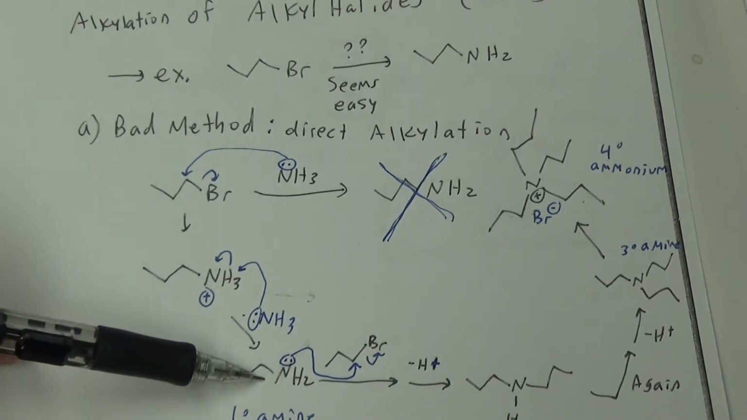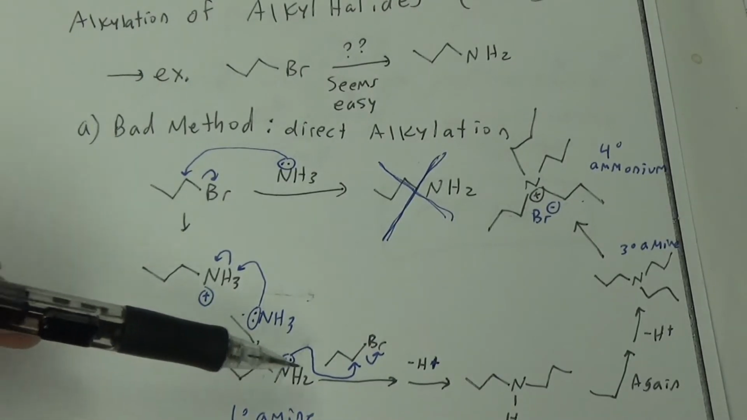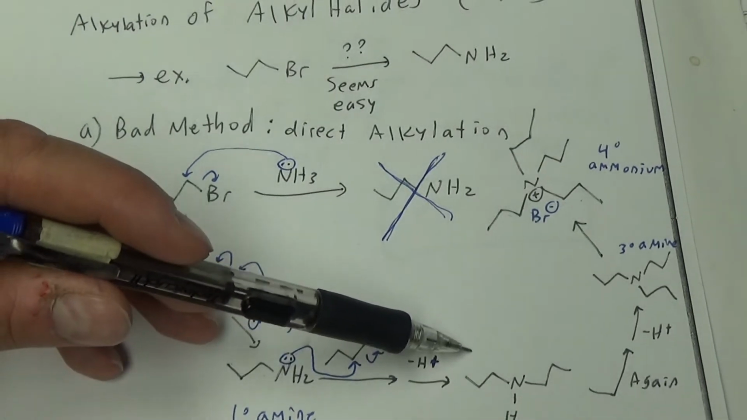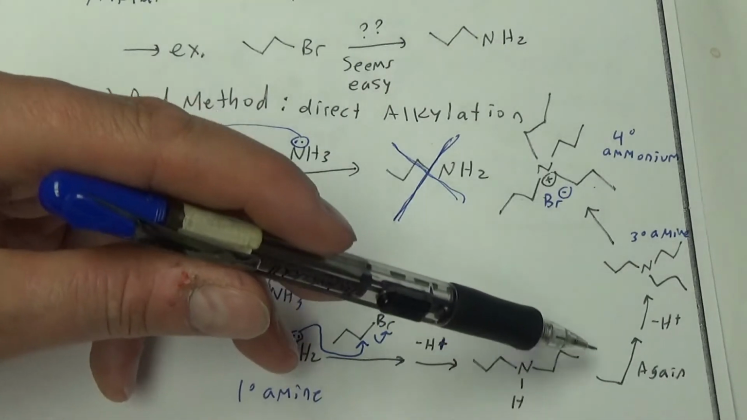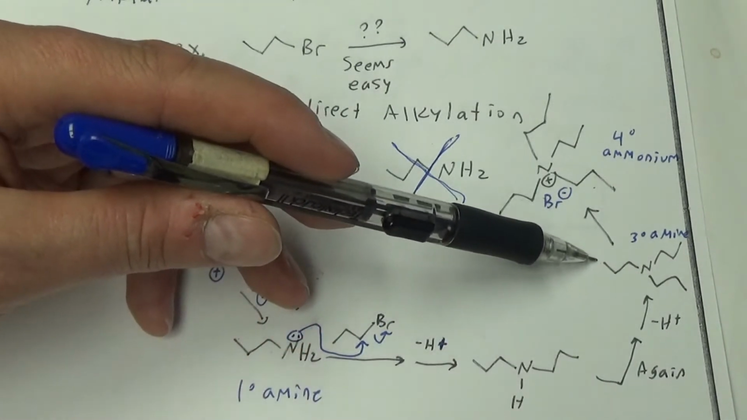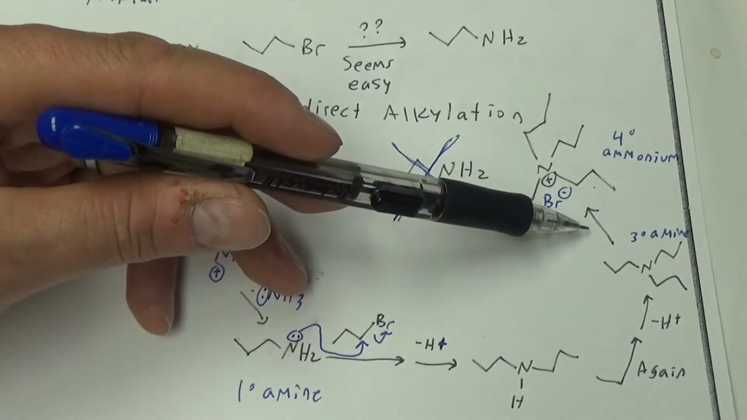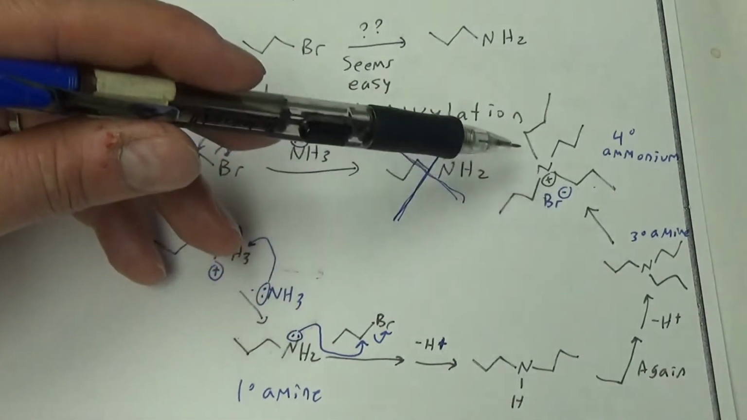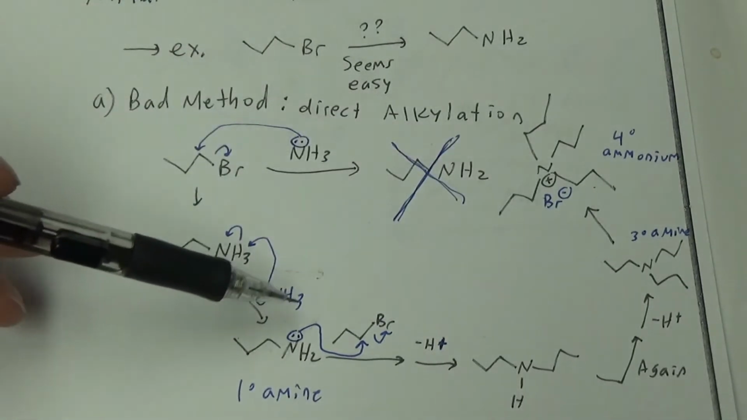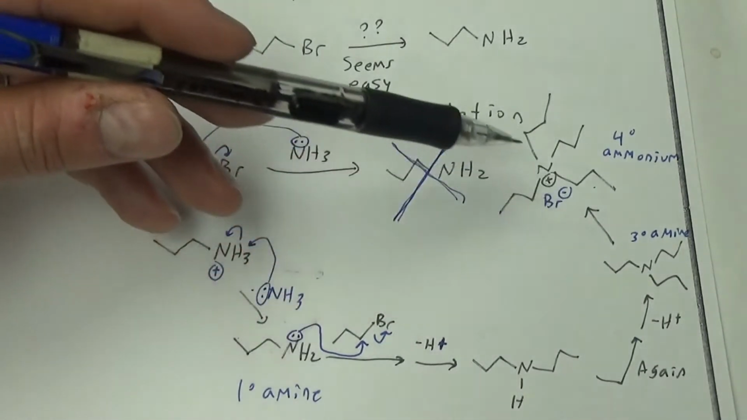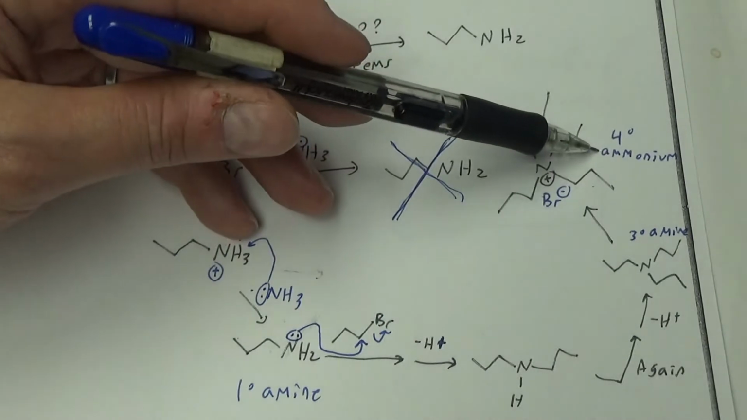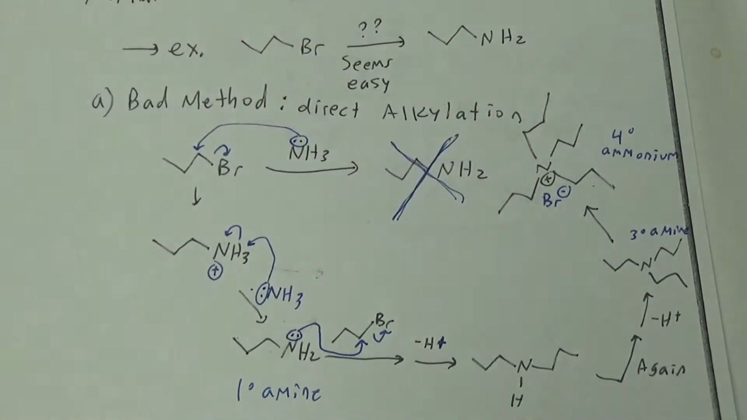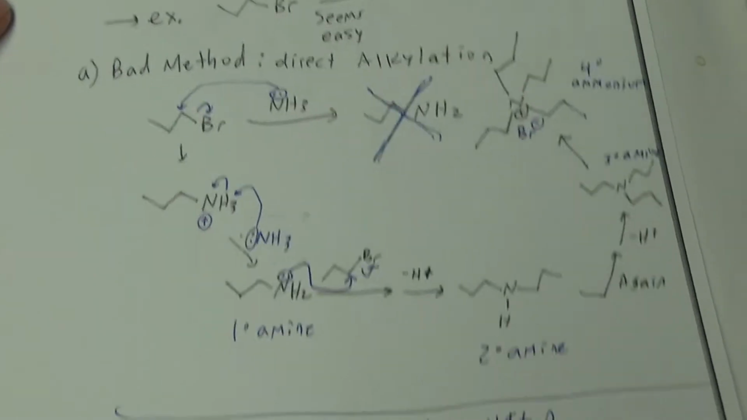But then you get a primary amine, which is great, except the primary amine keeps going and kicks off another Br, loses a proton, you have a secondary amine, does it again, lose a proton, you get a tertiary amine, does it again. You don't lose a proton on this last one because there's no proton anymore. And in the end, you get a mixture of primary amine, secondary amine, tertiary amine, and the quaternary ammonium. Why is it an ammonium? Because it's the positively charged amine with 4 things on it.